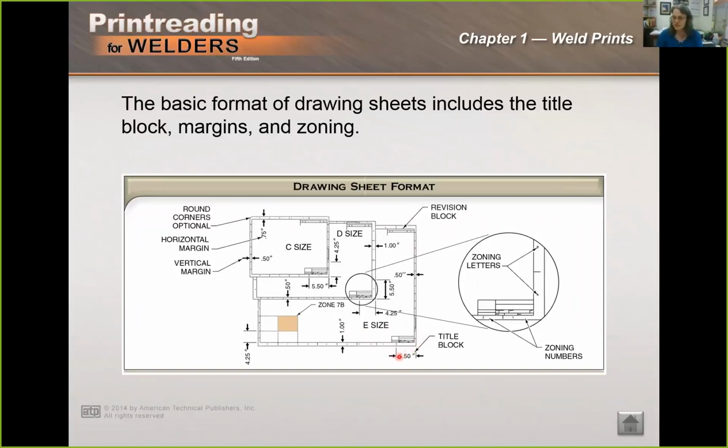And the zones are standardized, again, by drawing size. So on a C-size drawing, you're only going to have 4 zones of 5.5 inches. On a D-size drawing, you're going to have more zones of 4.25 inches. On an E-size drawing, you will have multiple zones of 5.5 inches. The vertical zones will be 4.25 inches.